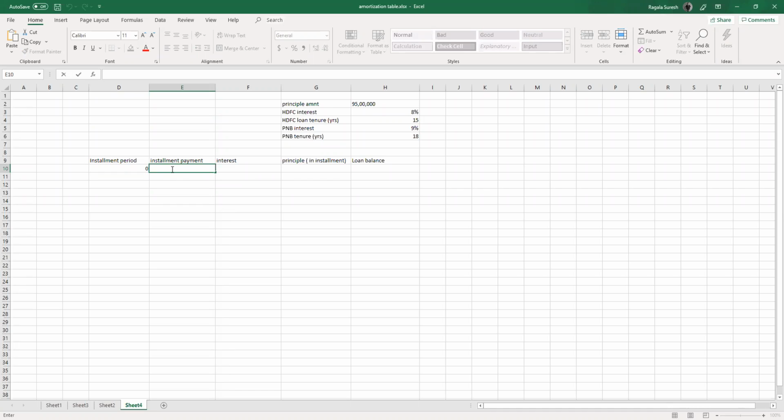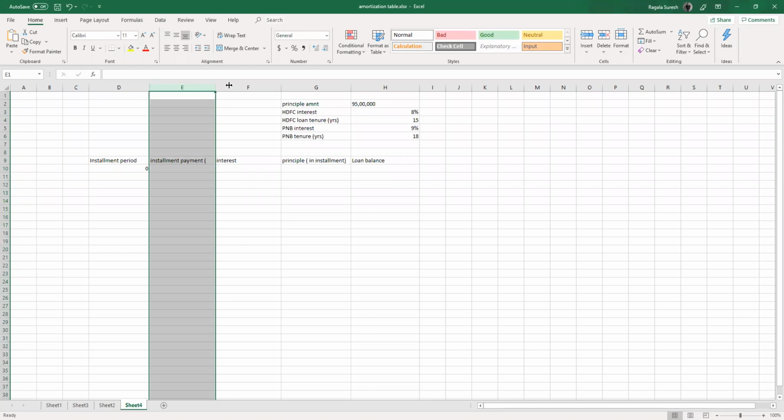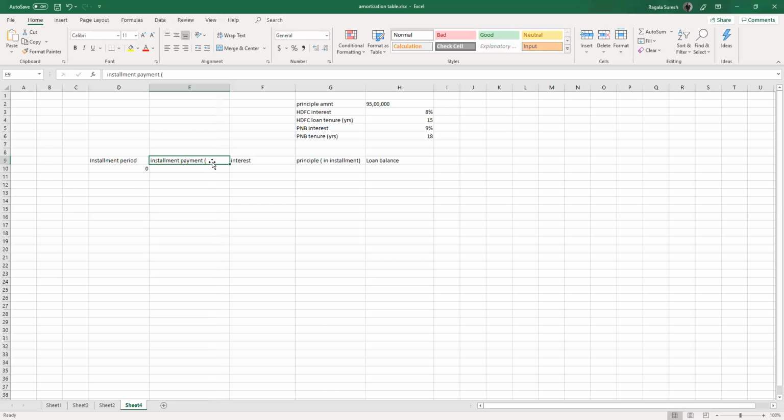Maybe we can do it for HDFC and PNB separately. Okay, installment payment, we'll do it for HDFC. Similarly for PNB also.